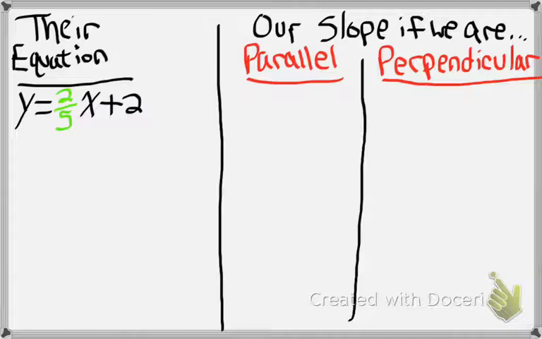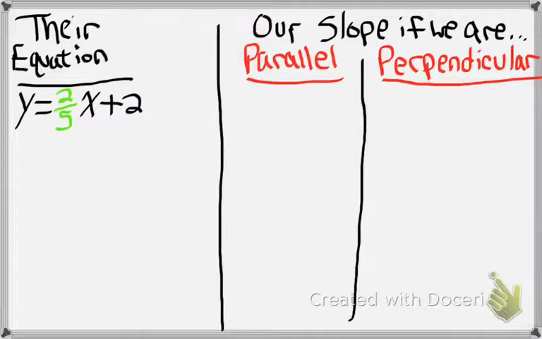Okay, so let's say their equation was y equals 2/5 x plus 2. Now notice, I already wrote it in green for you to show you the slope is the number in front of x. It's always the number in front of x when it's in slope-intercept form. You know it's in slope-intercept form because y is by itself. Remember, slope-intercept form, by the way, is y equals mx plus b, meaning y is by itself.